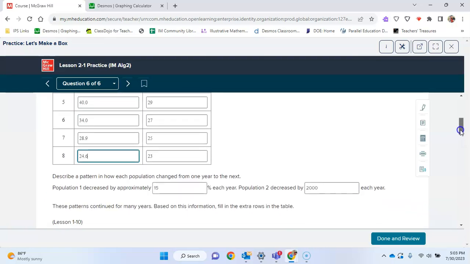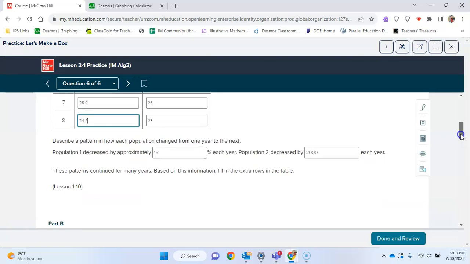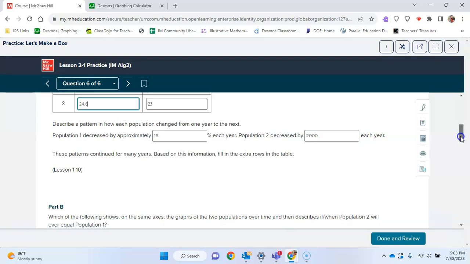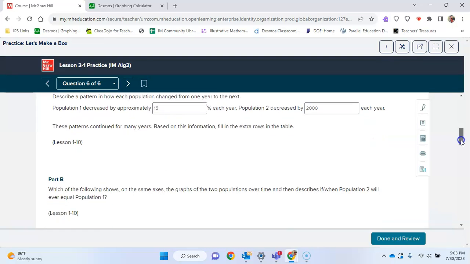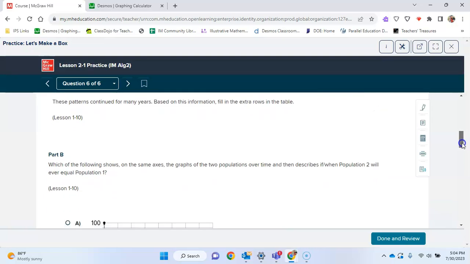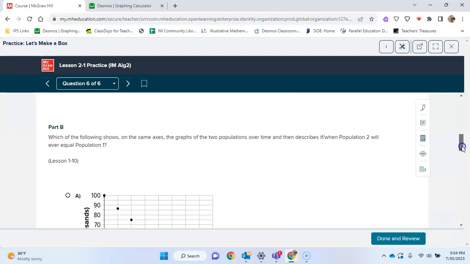Again, it decreased by 15%, that's right, and 2,000 each year. These patterns continue for many years. Based on this information, fill in the extra rows in the table. Part B, which of the following shows on the same axes the graphs of the two populations over time, and then describe when population 2 will ever equal population 1.